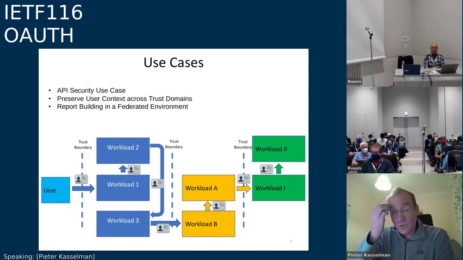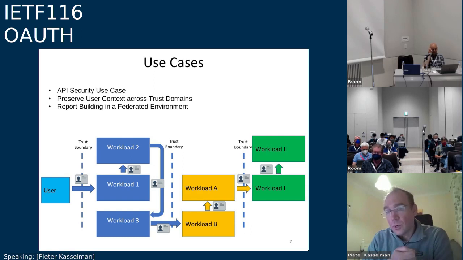Another is preserving user context across different trust domains. In the picture you see there, the user logs in, and we really want that identity information to travel along with the call chain, so that by the time you get to workload 2 on the far right top, you still know who the original initiator was, right? There are also similar examples around building a report in a federated environment where you may not necessarily need to know who the individual was, but you do need to know that that individual was authorized to request this. And you could be 3, 4, 5 trust domains deep before that decision needs to be made.